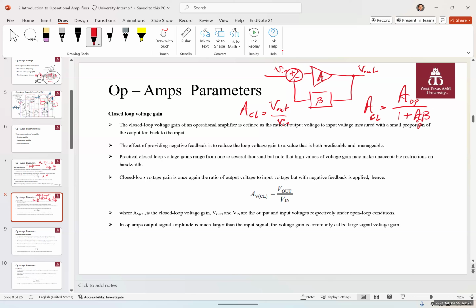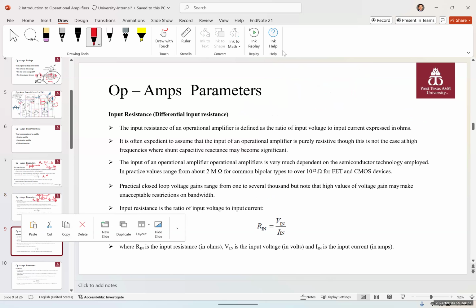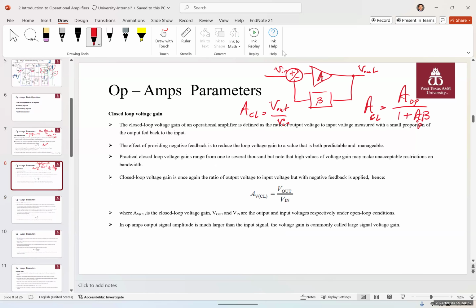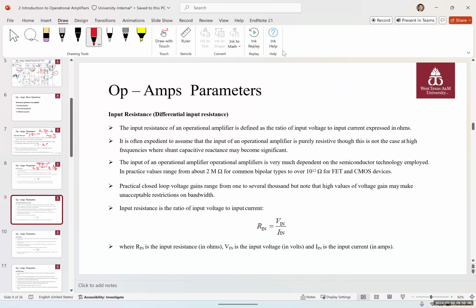In an op amp, the output signal amplitude is much larger than the input signal. It's usually in the range of 1 to several thousand, and we can easily control that. We usually use negative feedback to be able to control the input voltage by subtracting the output voltage from the input voltage. And I'll explain more about that later on. I will solve some problems and show you some examples of negative feedback. But the main purpose of the feedback is to be able to manage and control the output and make the op amp controllable.